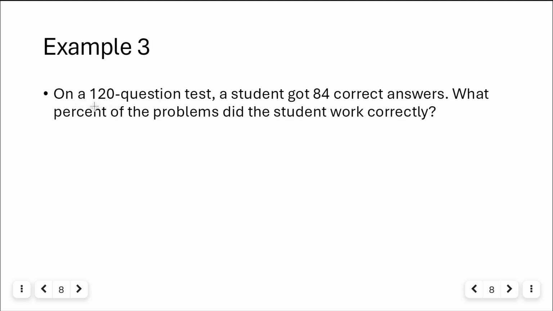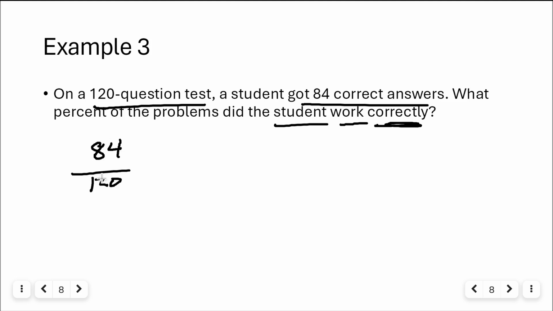Okay, on a 120 question test, a student got 84 correct answers. What percentage did they get? Okay, so they got 84 right out of 120. All right, so now I need to convert this to a percentage. Okay, it wants a percent. All right, so now my suggestion actually is this fraction's not in lowest terms. I'm going to put it in lowest terms.